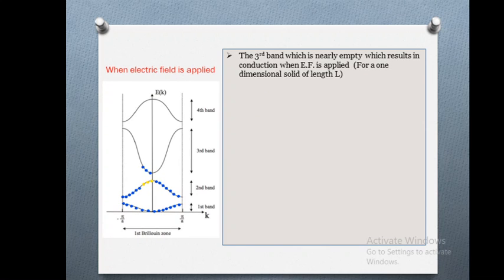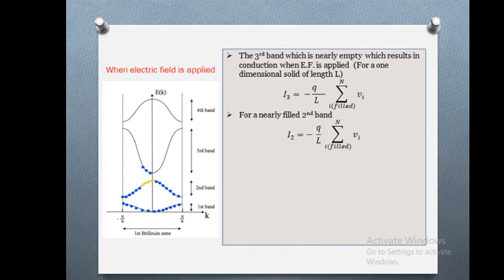So if we apply an electric field, the electrons will start to drift. The current by the third band is given by I3 equal to minus q by L summation of velocities over all the filled states. So here in our example we have three electrons, so we will do the summation of velocities over three electrons. Similarly in the second band, I2 is equal to minus q by L summation of velocities over all the filled states.